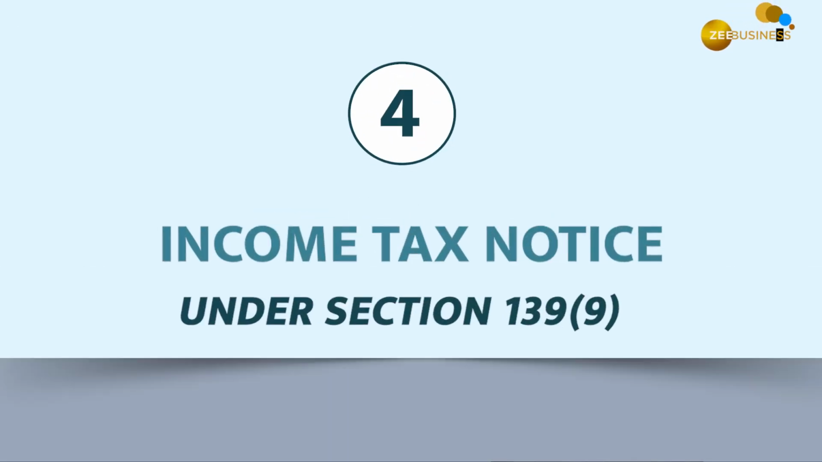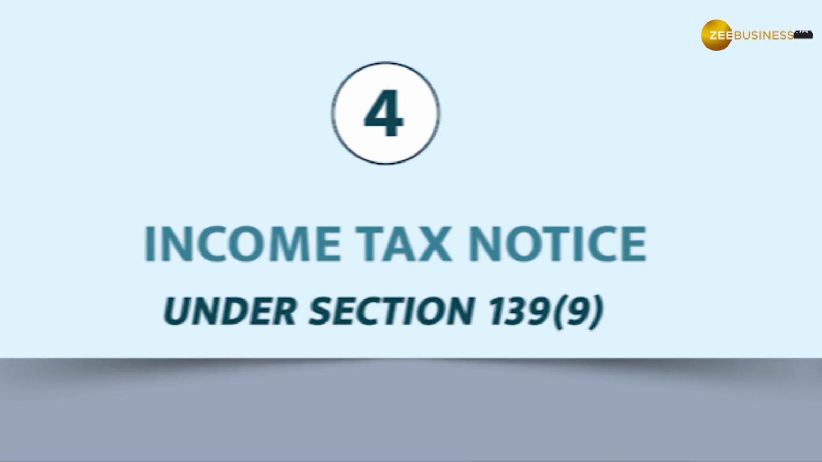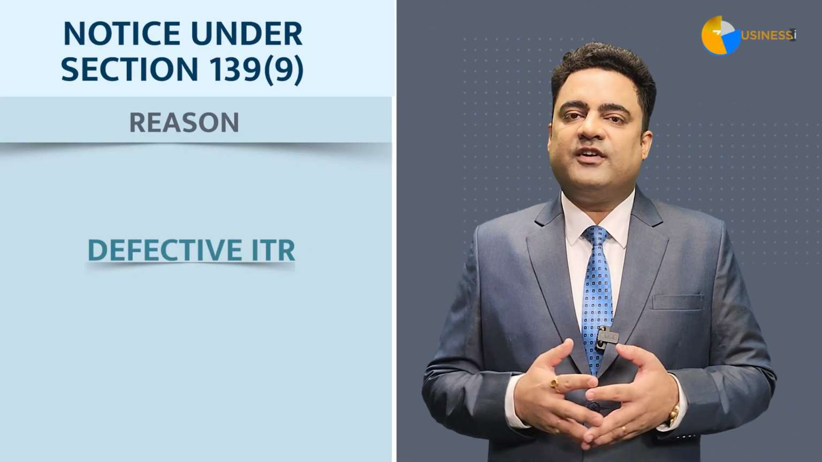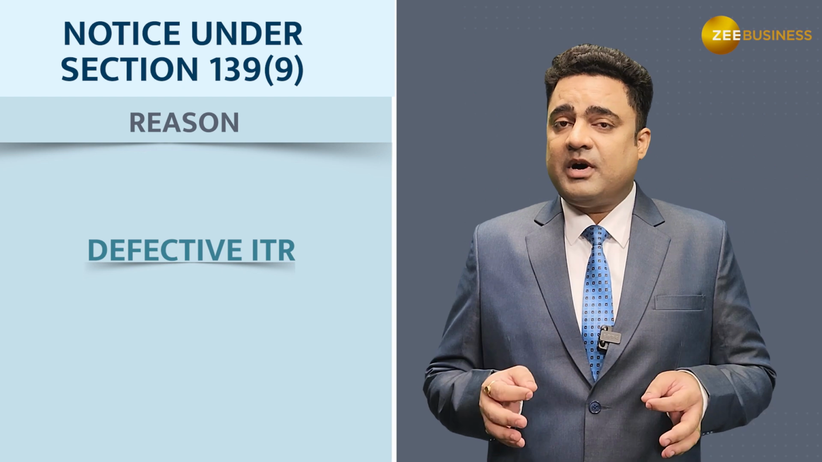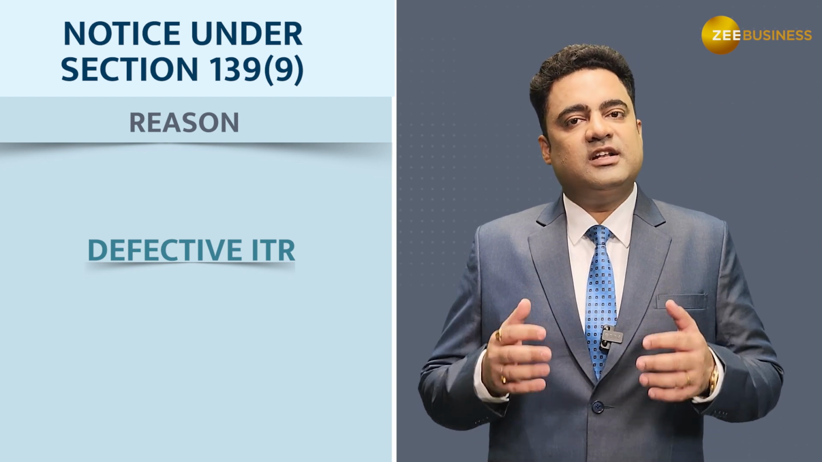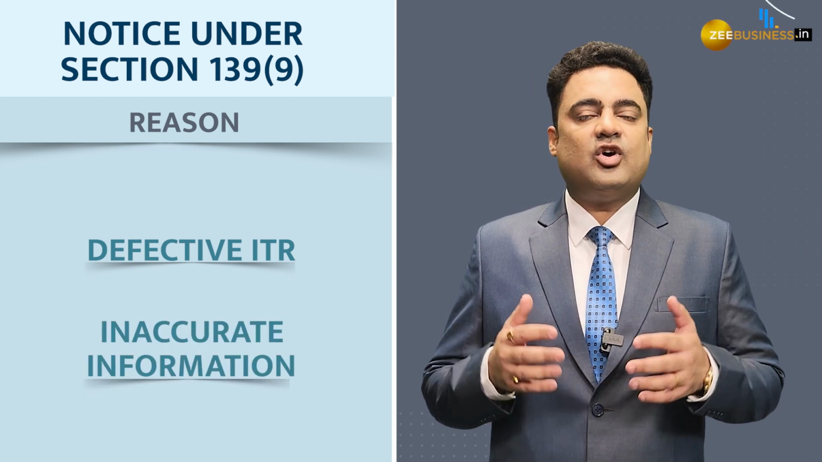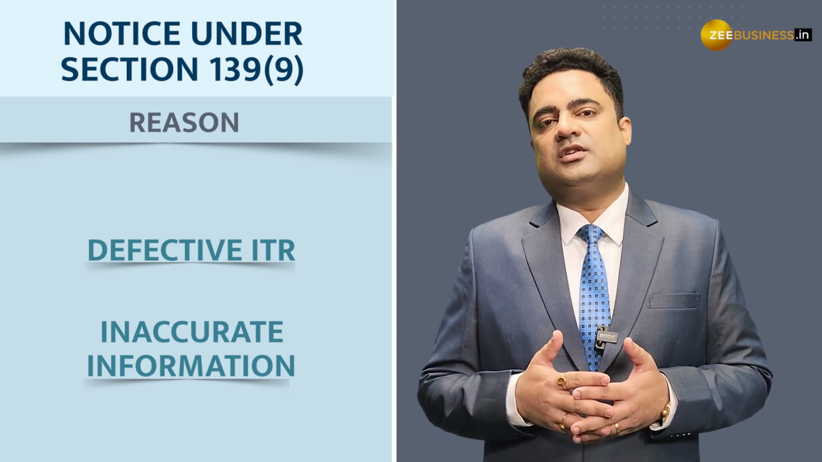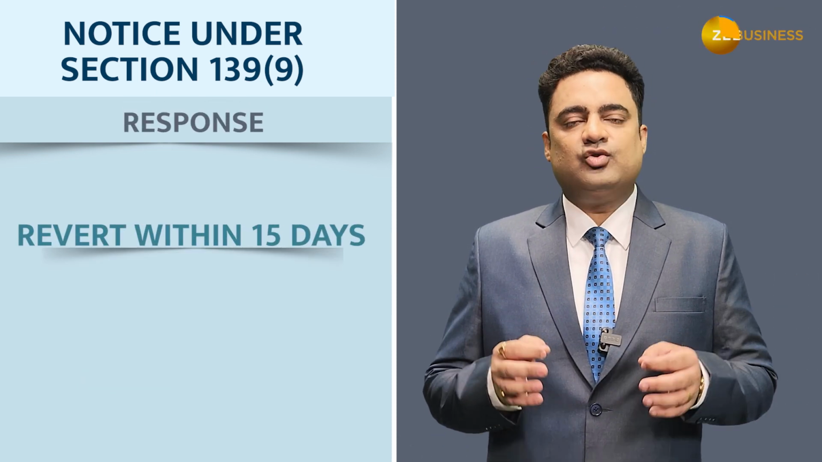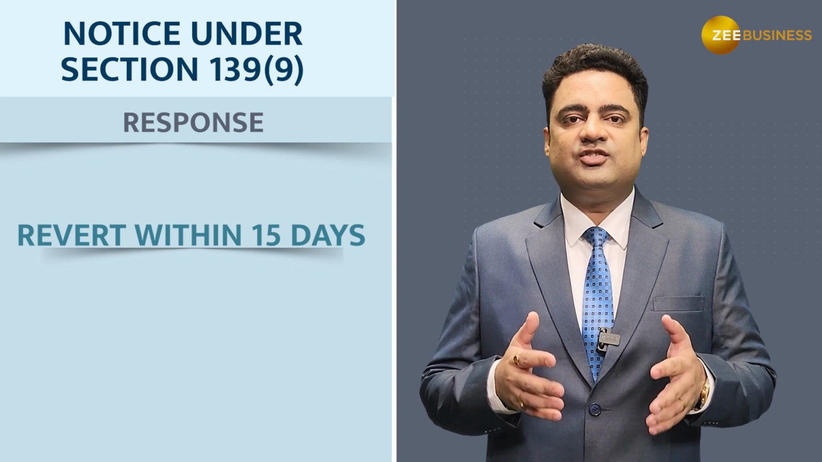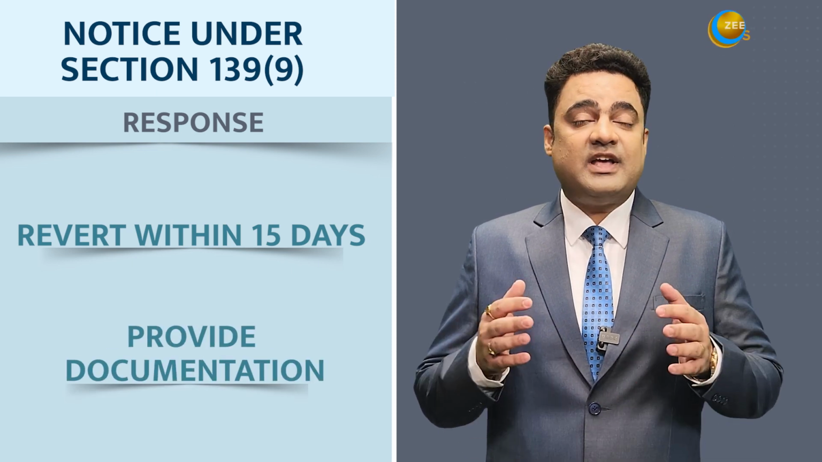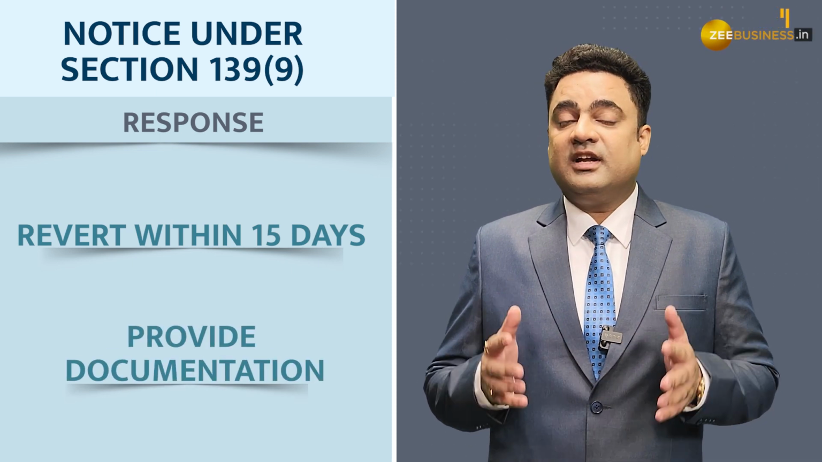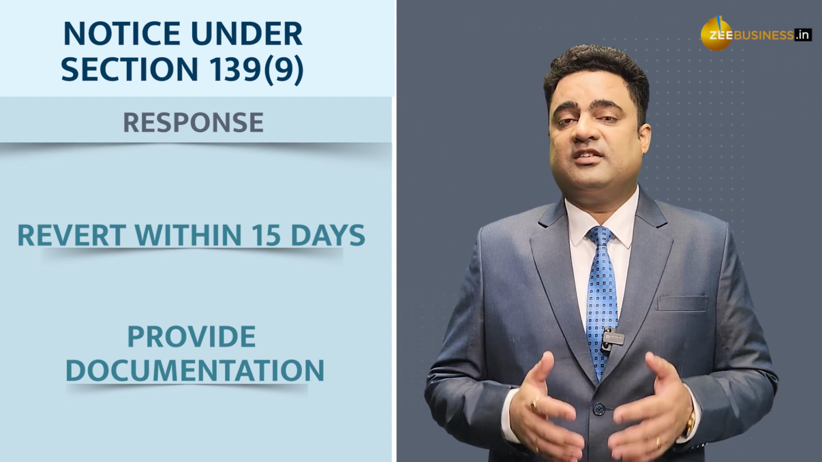Point number 4, notice under Section 139(9). This notice is sent in case of a defective income tax return. The IT department sends it after identifying inconsistencies, inaccuracies, or incompleteness in the provided information. The taxpayer gets 15 days to rectify errors or furnish additional details, and one must respond with accurate documentation as neglecting it can lead to denial of return by the assessing officer.